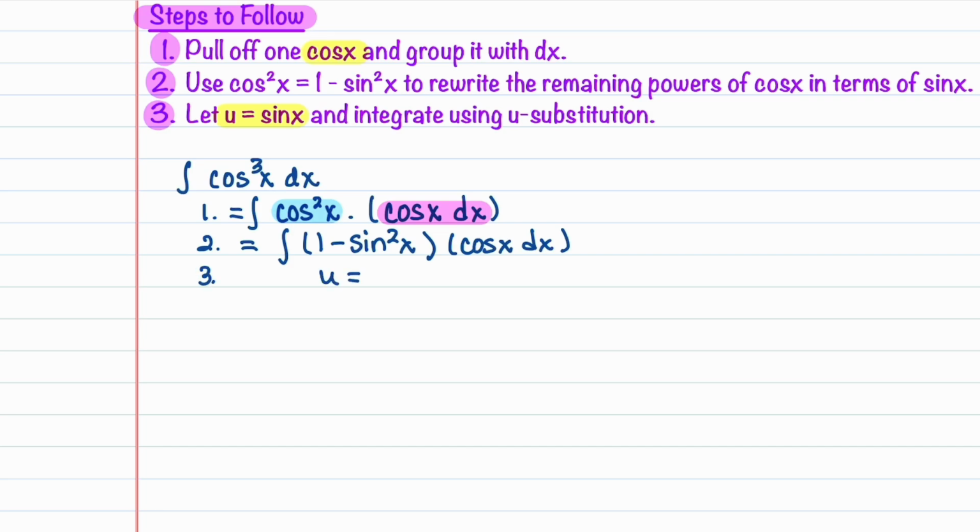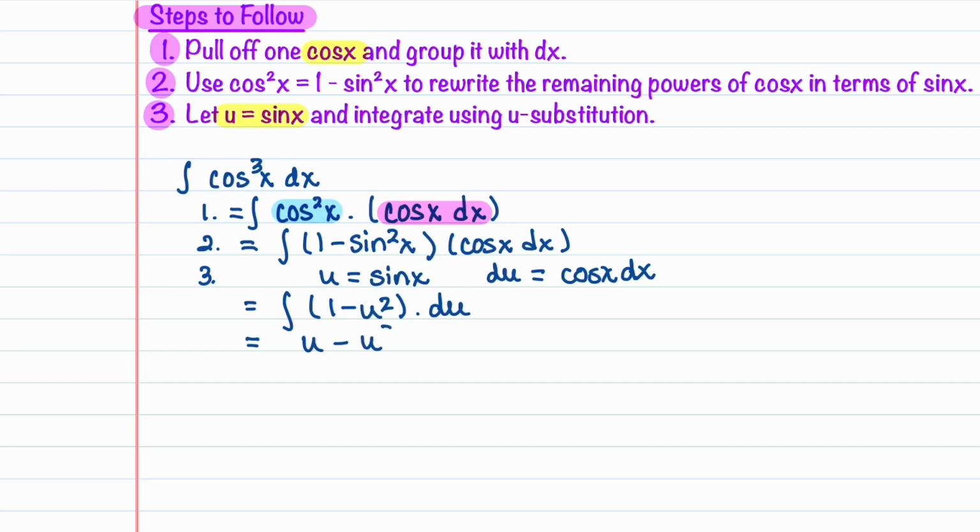We'll let u be sin x, and then we'll rewrite our integral. This gives us the integral of 1 minus u squared, and then our du is cos x dx. So we'll just multiply this by du. Now we can go ahead and integrate it. The integral of 1 is going to be u, and then we have minus u cubed over 3 plus our arbitrary constant. And then the last thing we have to do is to just look back up here and see what we put in for u.